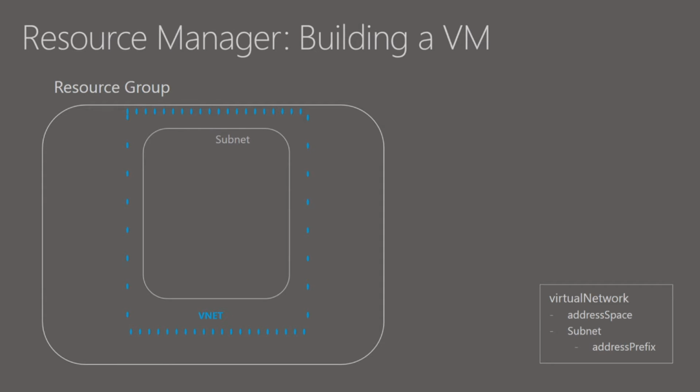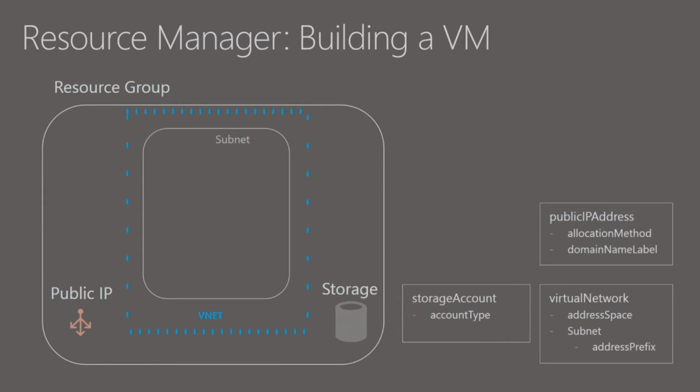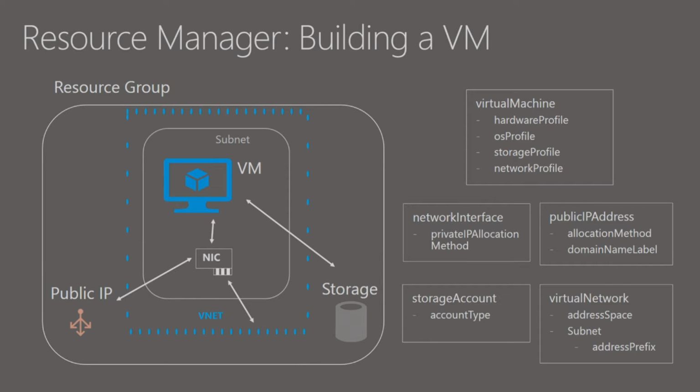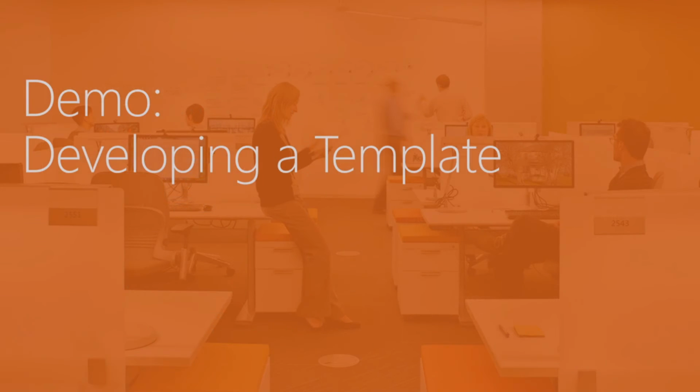So we create a resource group. We're going to have a VNet and a subnet. We're going to create a storage account and put it in the template, add a public IP address, associate that with the network interface card, and then spin up a VM. Let's go in and do this. I'll show you how to walk through that.